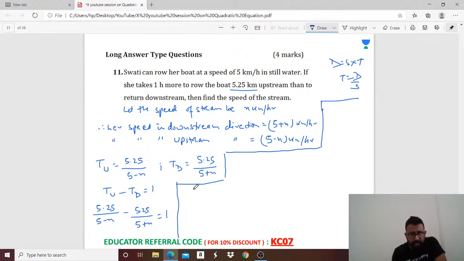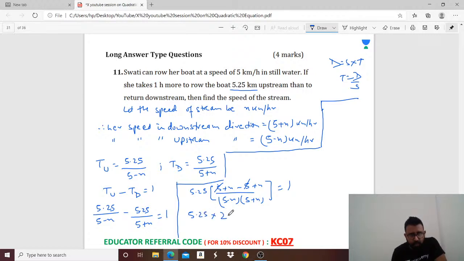So, take that 5.25 common and take LCM. So, 5 minus x, 5 plus x, and there's a minus there. So, minus 5 and plus x. That is equal to 1. This 5, 5 goes. x is 2.